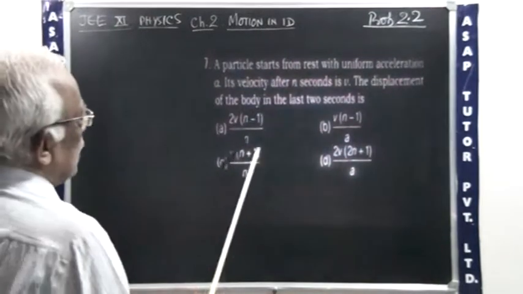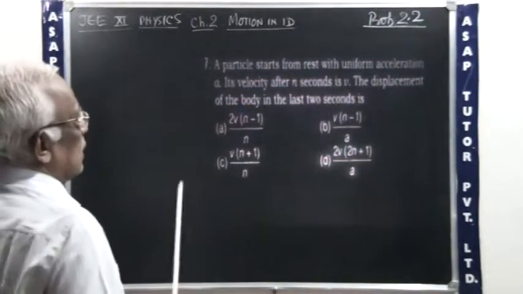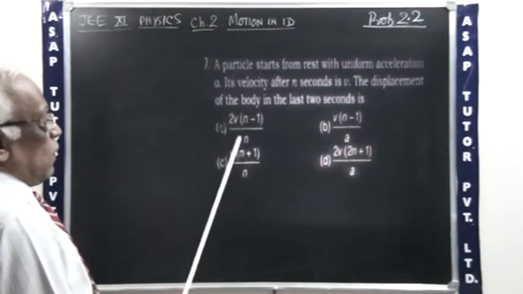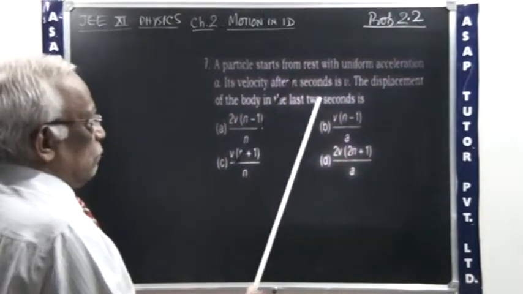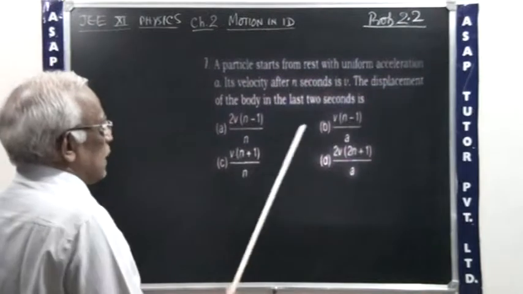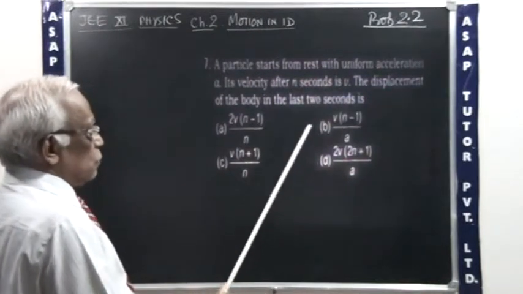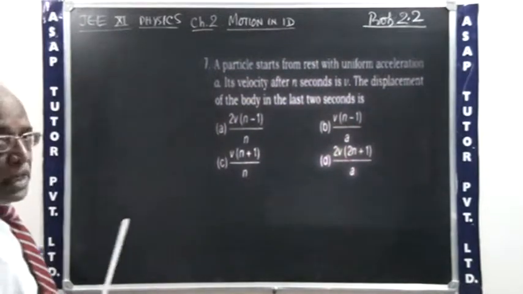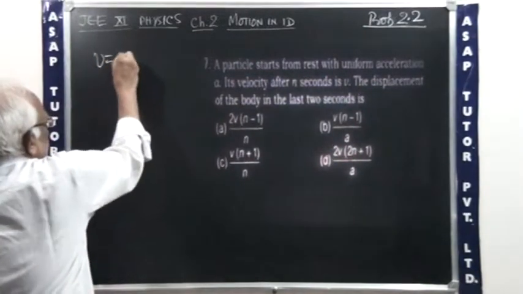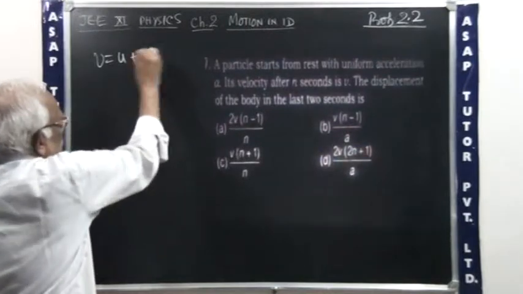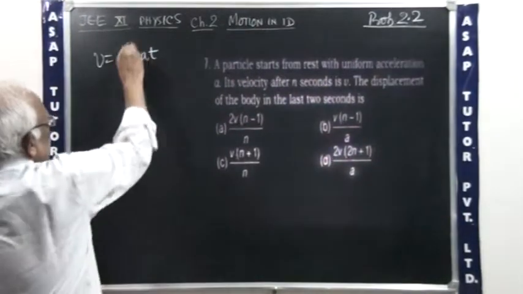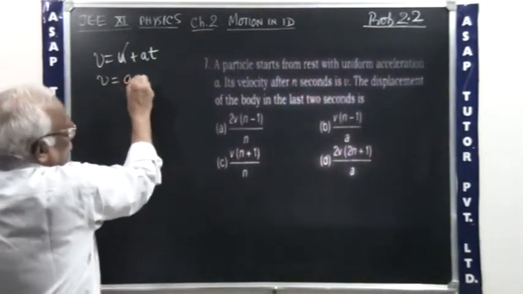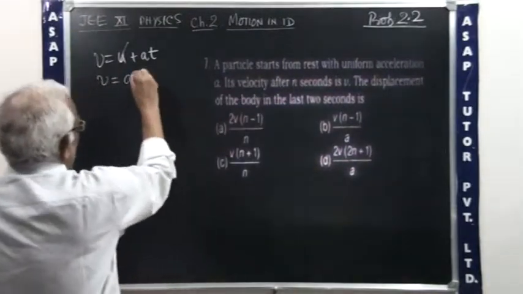A particle starts from rest with uniform acceleration a. Its velocity after n seconds is v, and the displacement of the body in the last 2 seconds is what is required. Notice that when a particle starts from rest, we are going to write v equal to u plus a t, and since u is 0, I'll write v is equal to a, and this is my n seconds, I'm going to write this.